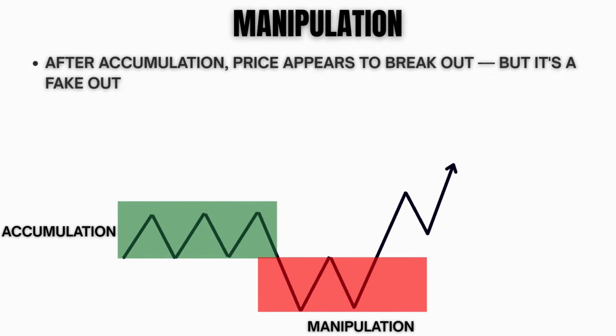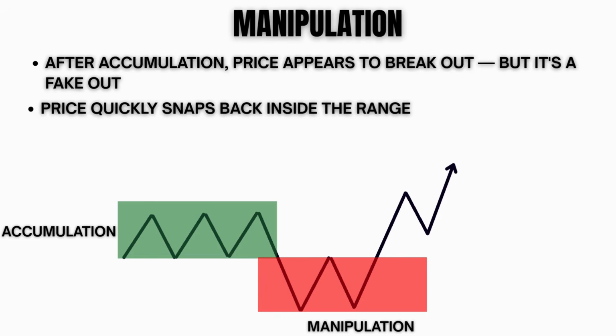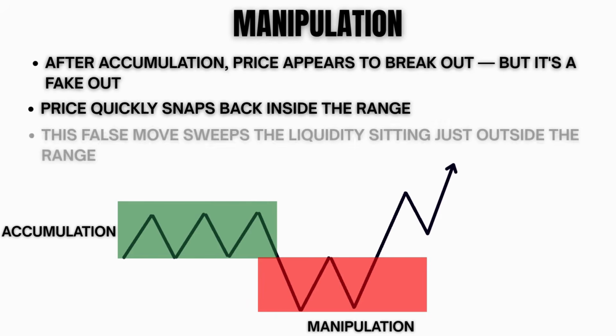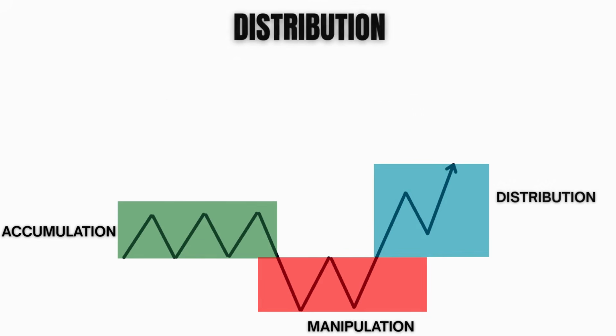Manipulation. After accumulation, price appears to break out, but it's a fake out. Price quickly snaps back inside the range. This false move sweeps the liquidity sitting just outside the range. If the fake move was to the downside, smart money was building long positions and just grabbed sell-side liquidity to fill their final orders.